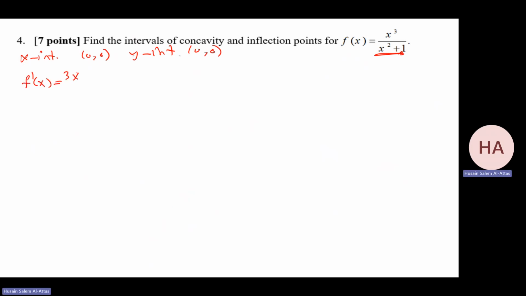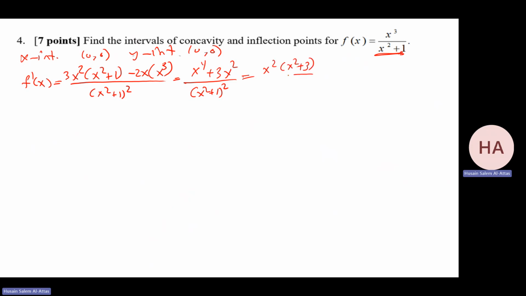That will be 3x squared times (x squared plus 1) minus 2x times x cubed, over (x squared plus 1) squared. That gives me 3x to the power 4 minus 2x to the power 4, that will be x to the power 4 plus 3x squared over this. Am I right? Yes, 3x squared times this minus 2x times this. That gives me (x squared times (x squared plus 3)) over (x squared plus 1) squared.